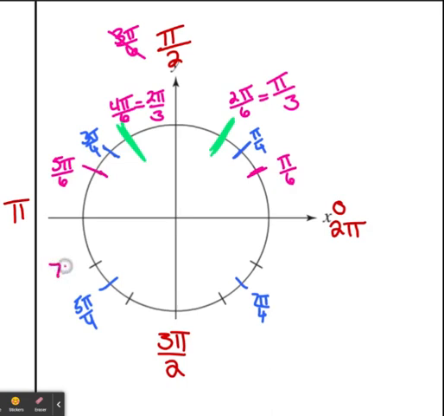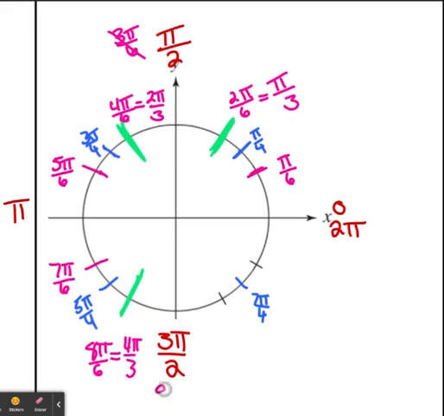This one would be 7 pi over 6. That doesn't reduce either. The next one is 8 pi over 6, but 8/6 reduces into 4/3. So this is 4 pi over 3, and I'm going to highlight that in green because it's a pi over 3.